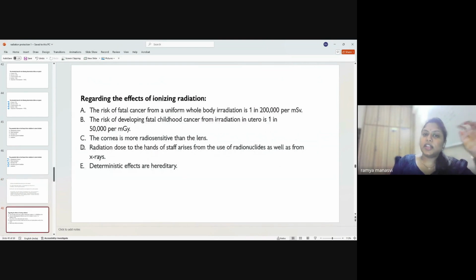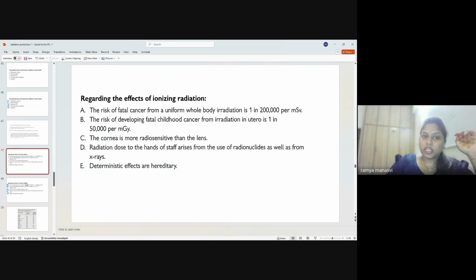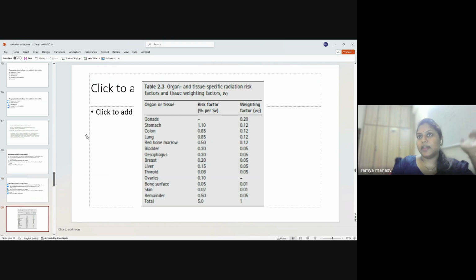So regarding the effects of ionizing radiation, the risk of fatal cancer for uniform whole body radiation is 1 in 2 lakh per millisievert. It is false. As we have discussed, it is 1 in 20,000. The risk of developing fatal childhood cancer from irradiation in utero is 1 in 50,000. No, it is 1 in 30,000 per milligray. The cornea is more radiosensitive than the lens. No, the lens is more radiosensitive than the cornea. Radiation dose to the hands of staff arises from the use of radionuclides as well as from the X-rays. Yes, it is true. Deterministic effects are hereditary. No, stochastic effects are hereditary, as we have discussed.